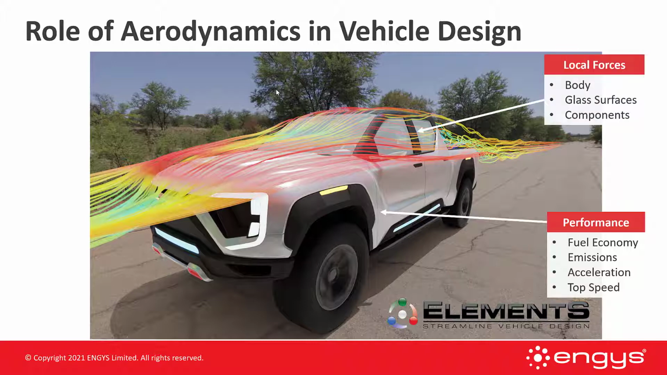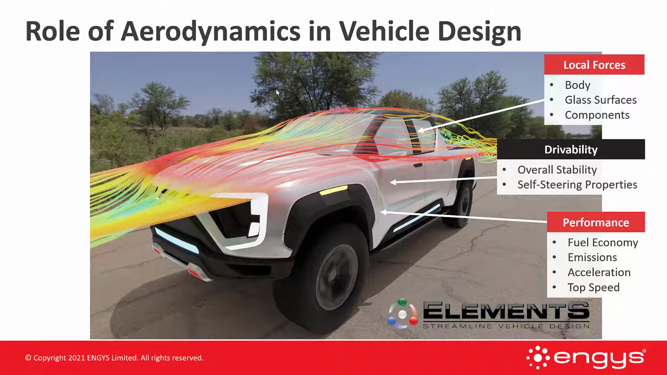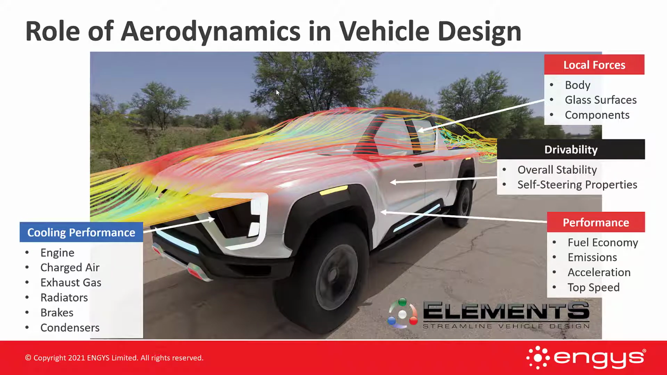For example, we need to think about local forces on the body, on the glass surface, on each one of the components, and how that affects the design of each one of those items. We would need to think about drivability, overall stability or self-steering properties, cooling performance. So how does that air not only move around the vehicle, but how does that air move into the body of the vehicle to cool the engine, to move over the engine? We'll also think about radiators and brake cooling and condensers. So we need to think about all of these different aspects.